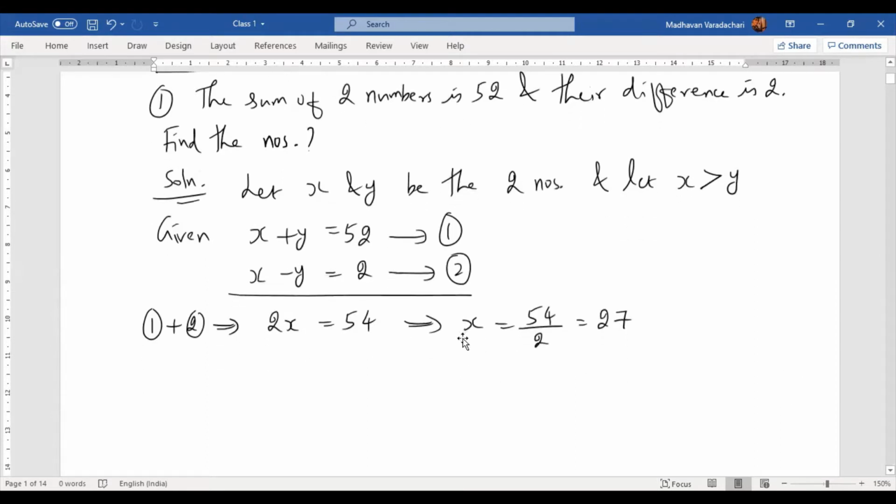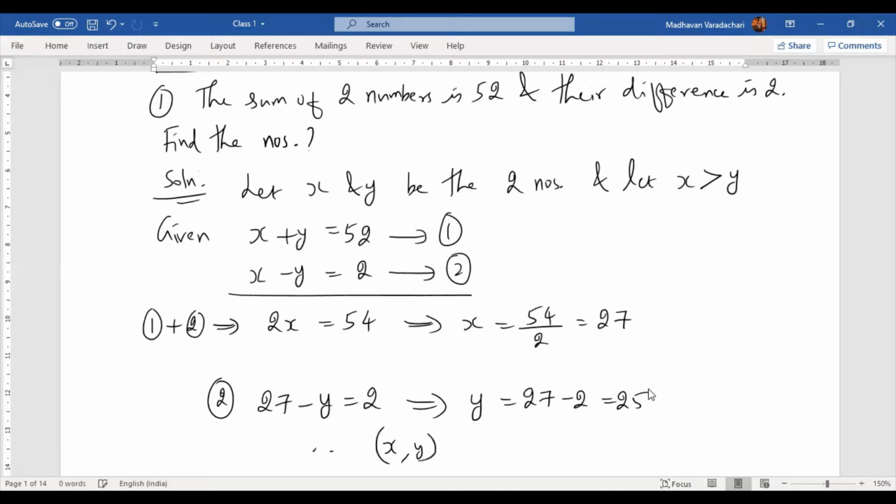Now that we have the value of x, we can easily find out the value of y. So we can use the second equation, which will be 27 minus y equal to 2, which means our y will be 27 minus 2, that is 25. Therefore, the numbers x comma y will be 27 comma 25.